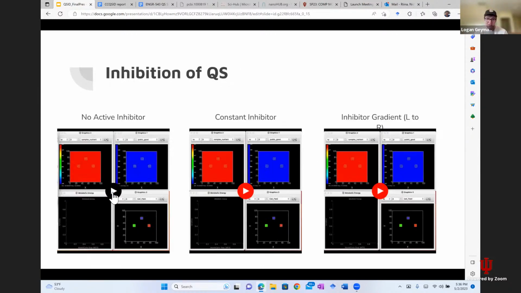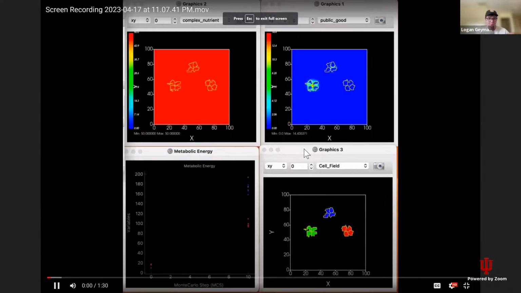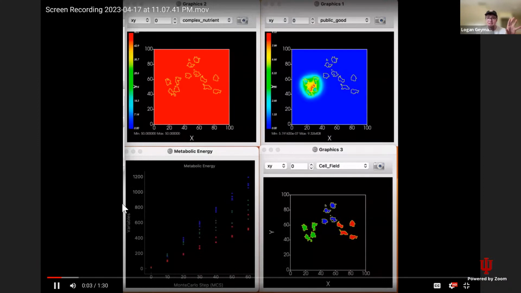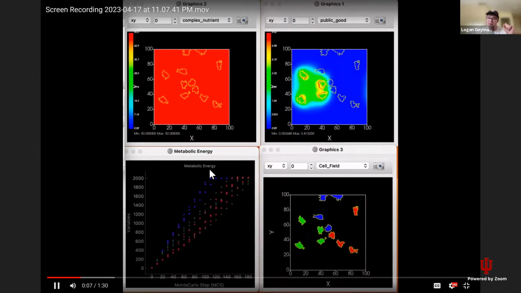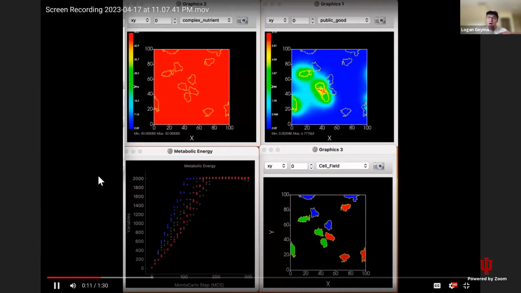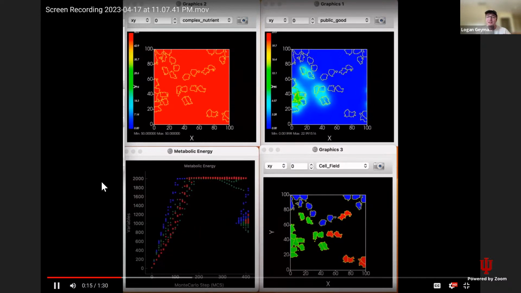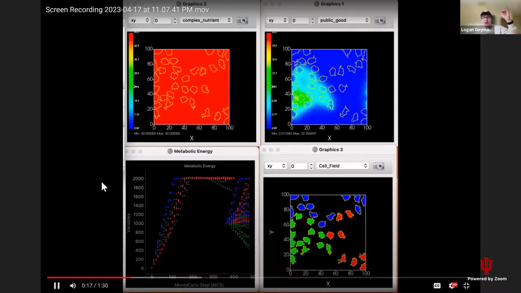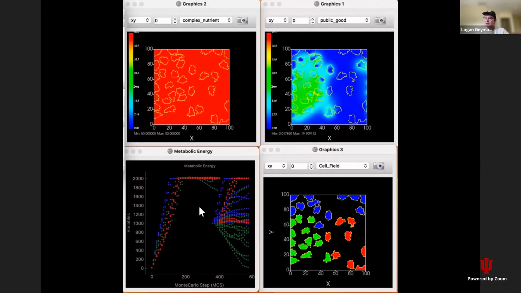So I have 3 different videos here. We'll start off with no active inhibitor, which is a similar video to before. But this time we have a different cell field. We have the complex and public good on top like normal, but now we have a metabolic energy plot in the bottom left-hand corner, replacing the sensor field we had before. You can see the green lines early on will start to plop down. They're incurring that early quorum sensing penalty Nick mentioned.